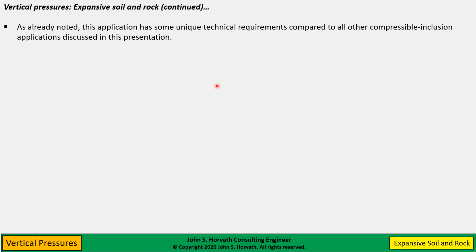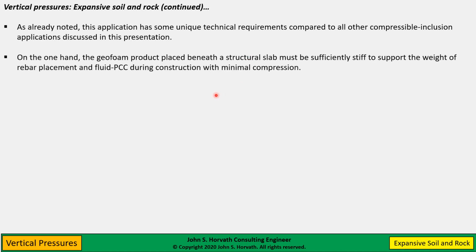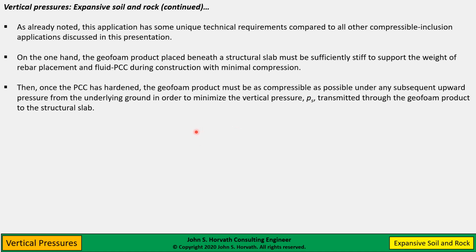Again, as I already noted, this application has some unique technical requirements. It's got to be sufficiently stiff to support the weight of the rebar and concrete during construction of the structural slab. And then once the slab is hardened, it's got to be as compressible as possible to minimize the vertical pressure transmitted through the geofoam to the structural slab.